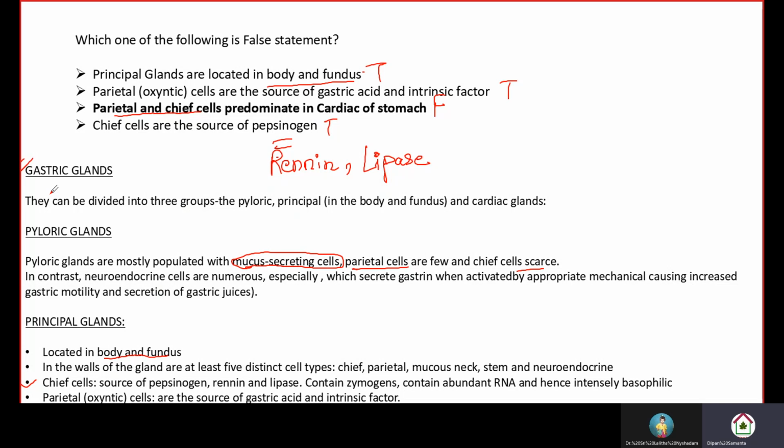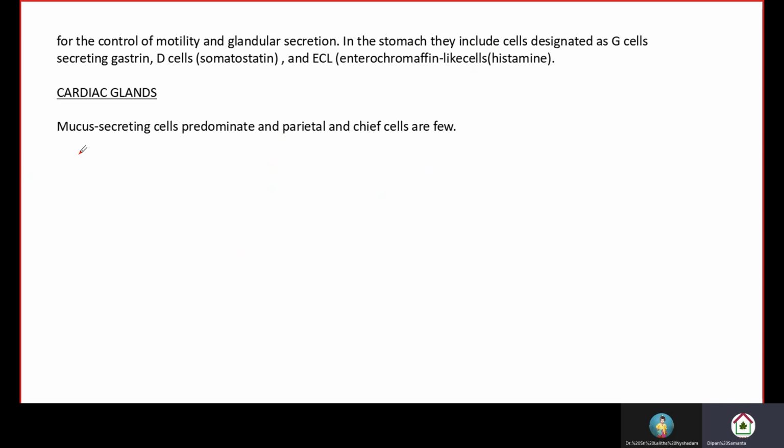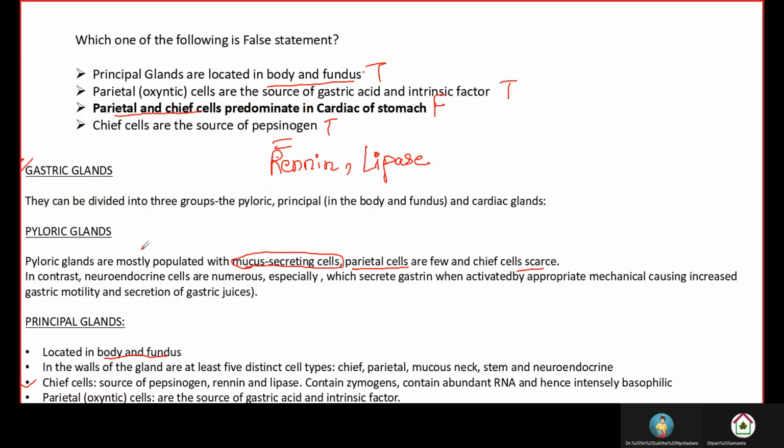Gastric glands can be divided into three groups: pyloric, principal, and cardiac. Cardiac glands are predominantly mucus secreting cells. Pyloric glands are also populated mainly with mucus secreting cells, but parietal cells are few and chief cells are also there in very little amount. So these are the three groups of glands present as gastric glands.